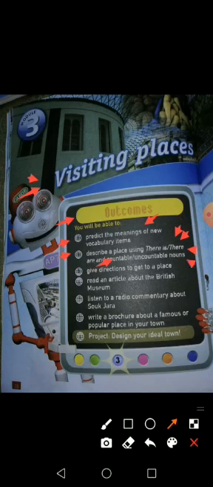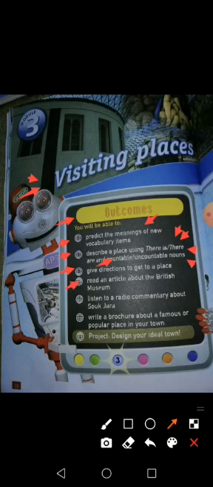Okay, the third point is you will be able to give directions to get to a place. You have to give directions, okay, to describe how to get to a place, okay?